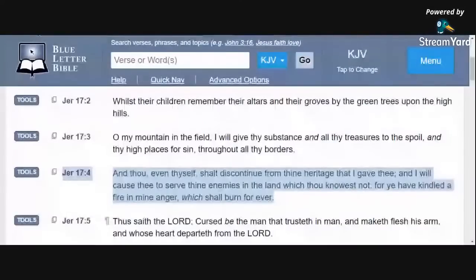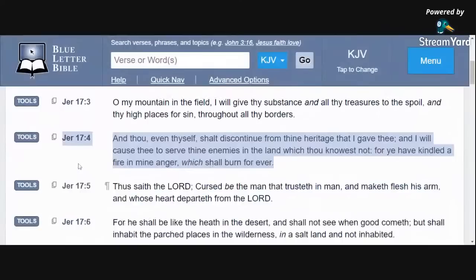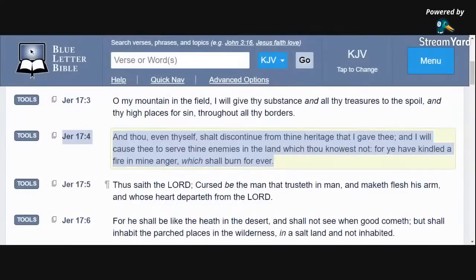Okay, so let's go to Jeremiah first. We read it in the answer to the question, but let's read it again now. What does this mean? Jeremiah 17, verse 4. And thou, even thyself, shall discontinue from thy inheritance that I gave thee. The Christians hate this. They think this means something else. So we said, show them in the scripture. And we did it. We've shown them in the scripture that says we're going to discontinue from our heritage that he gave us.